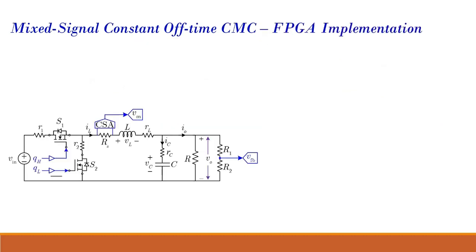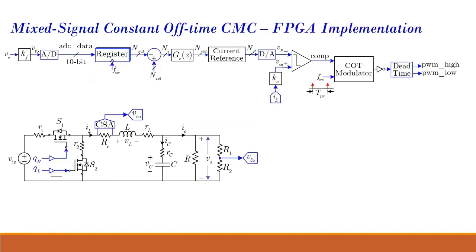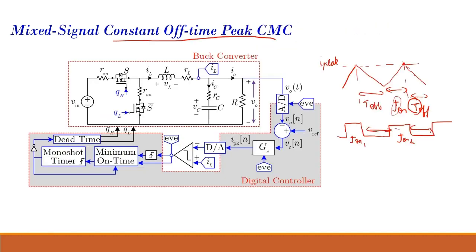Okay. And the FPGA implementation is similar. Sir, like if the input voltage is changed in constant on time or off time, what is the effect on the switching frequency and inductor ripple current?